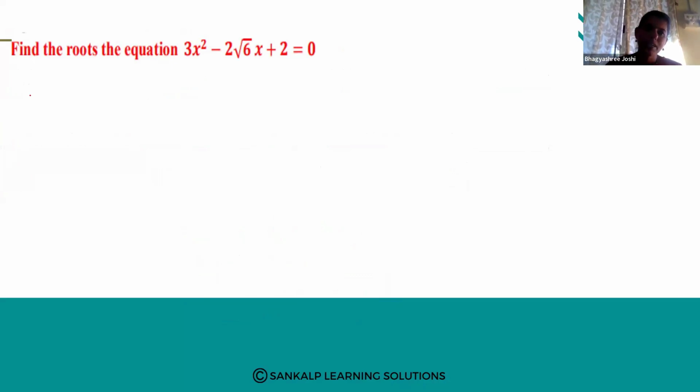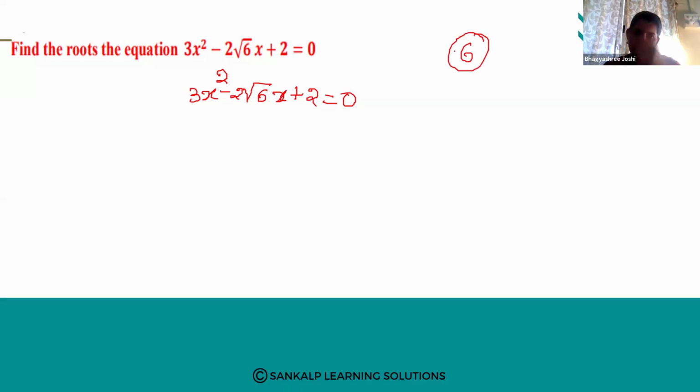Find the roots of the equation. So what they have given, find the roots of the equation 3x square minus 2 root 6x plus 2 is equal to 0. So now use the factorization method. For that, a into c. The a value is 3, 3 into 2 is 6. Right? Now the product should be 6 and the middle term should be minus 2 root 6.